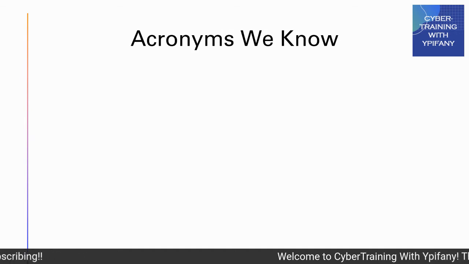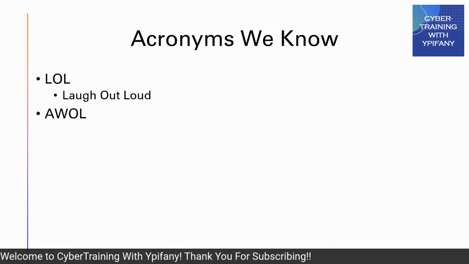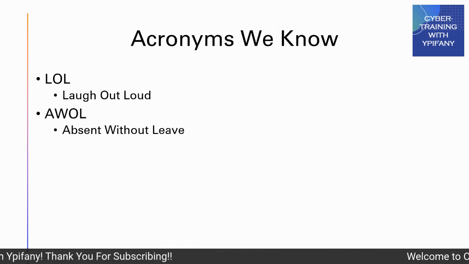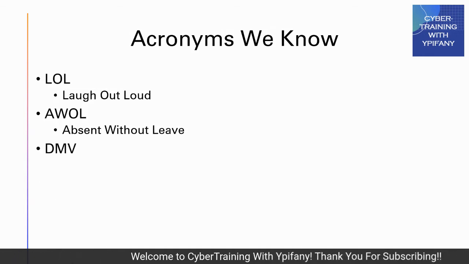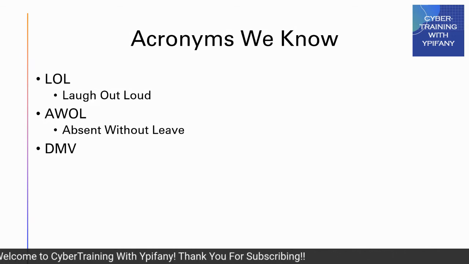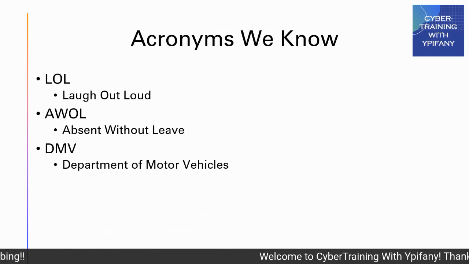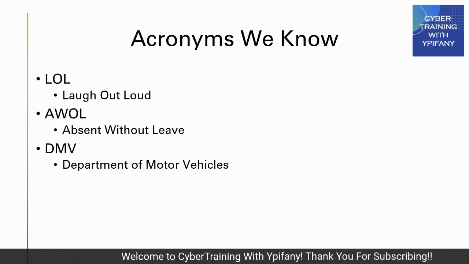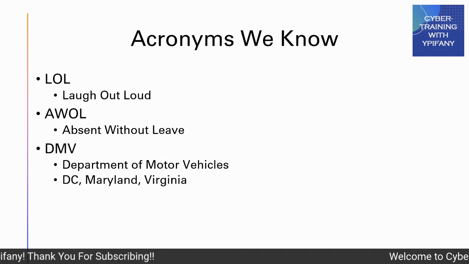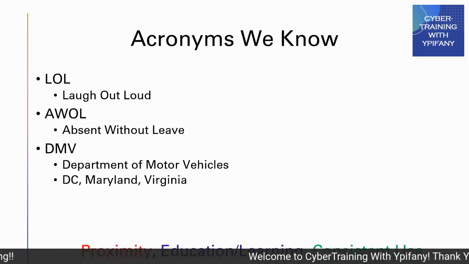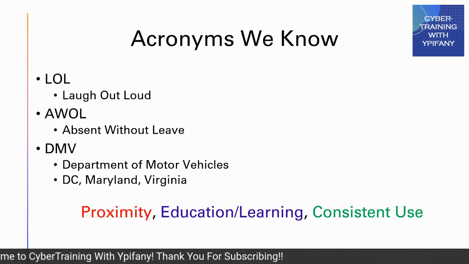So first of all, the acronyms. We know LOL, right? Laugh out loud. Many of us are very familiar with AWOL, which is absent without leave, and DMV. Depending on where you live in the United States, DMV can mean two things. For almost everybody in the US, it's Department of Motor Vehicles. But where I live, DMV also means DC, Maryland, and Virginia. And there's a reason why I know that and somebody in Oregon might not know that.